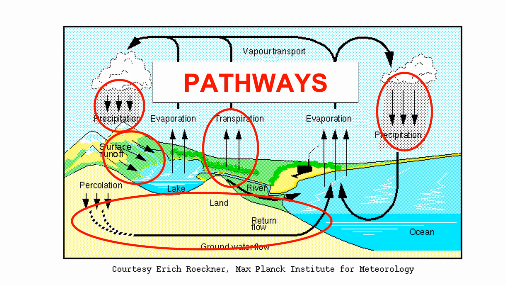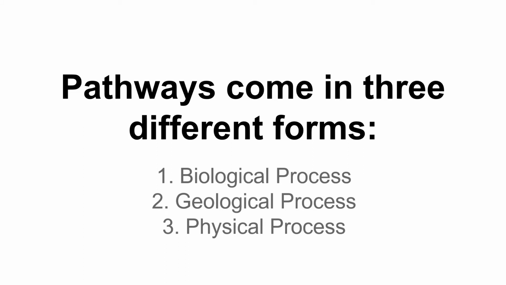The pathways out of those reservoirs are all the things with the arrows: rain falling down, evaporation, transpiration, runoff into the lake, precipitation coming down again. All of these arrows represent the different pathways to get from one reservoir to another. These pathways come in three different forms: a biological process, a geological process, or a physical process. Biological means having something to do with life, geological means something to do with the rocks or the earth, and physical means something to do with energy. So a physical process is more of an energy-dependent thing.